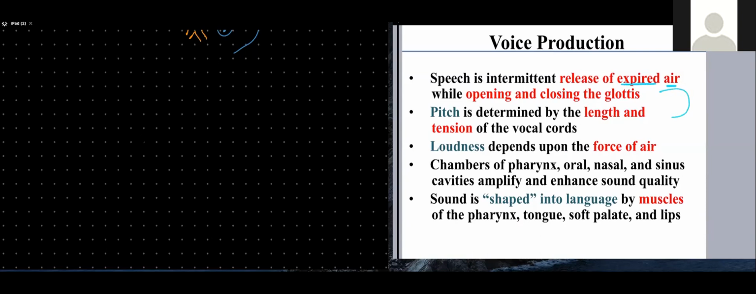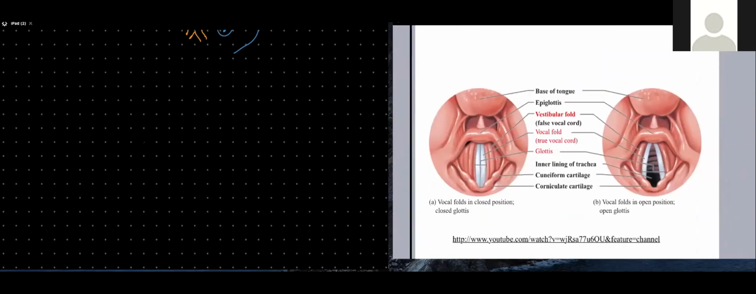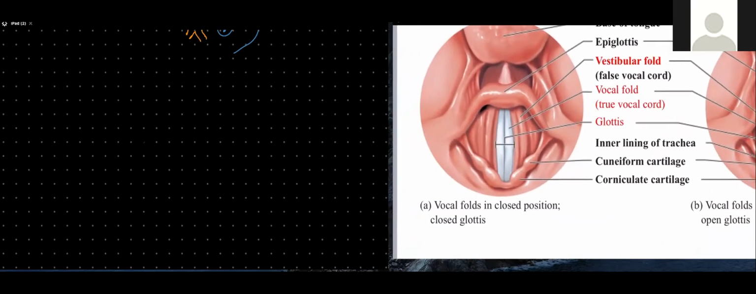So I need the larynx on here. If I'm looking at the larynx, like this, those are my vocal cords, my true vocal cords. Those are the ones that will vibrate to emit the sound.